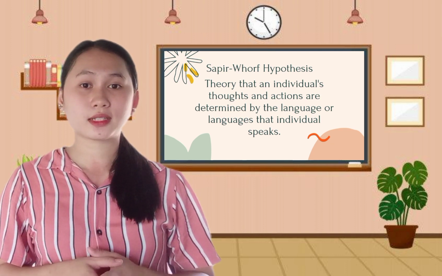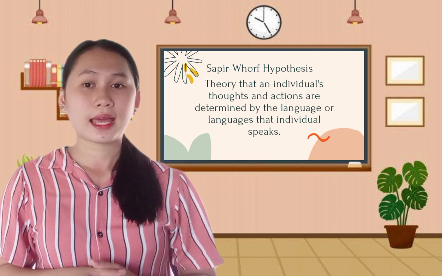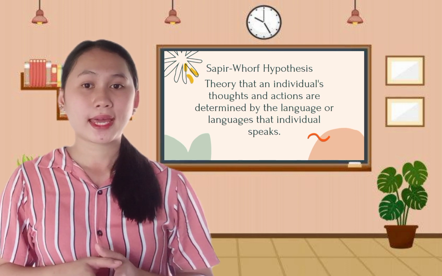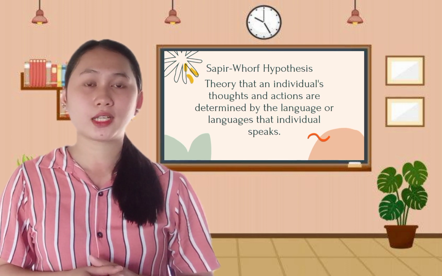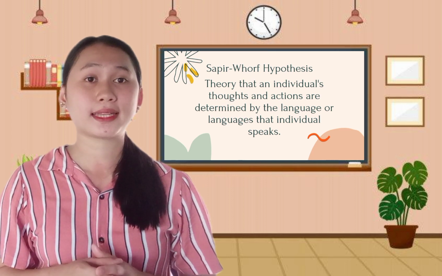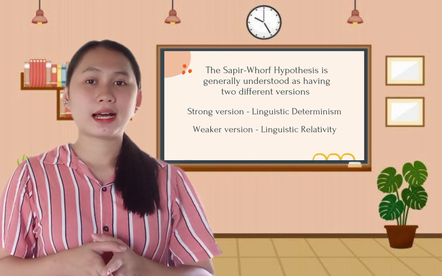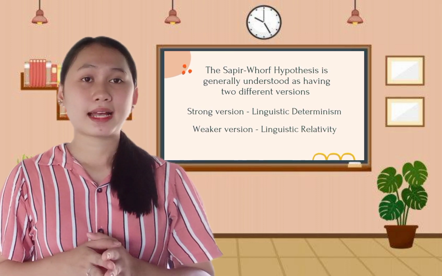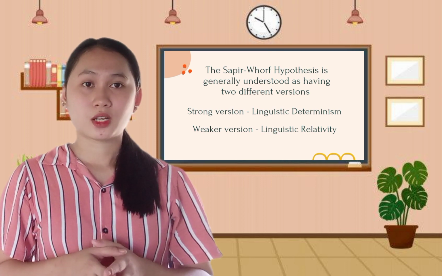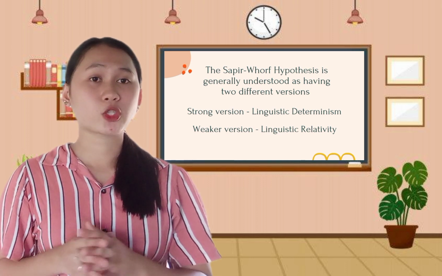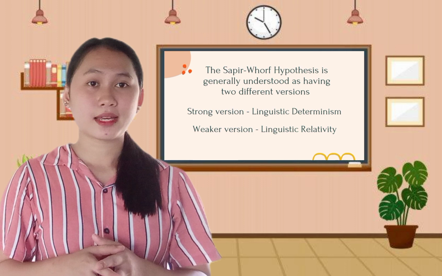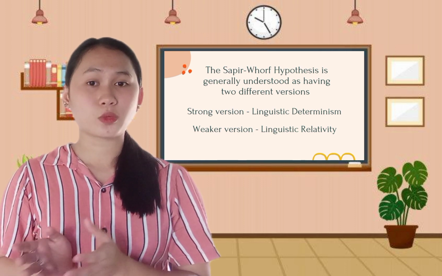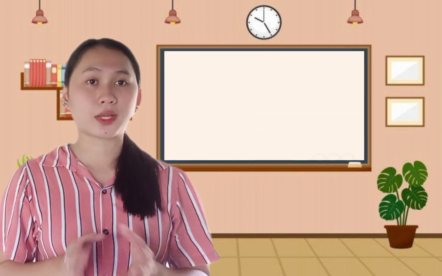So the two linguists that formulated the hypothesis are Edward Sapir and Benjamin Whorf. These are the two people who formulated the Sapir-Whorf hypothesis. The Sapir-Whorf hypothesis is divided into two concepts, or generally understood as having two different versions. So we have the strong version, which is the linguistic determinism, and the weaker version, which is the linguistic relativity.